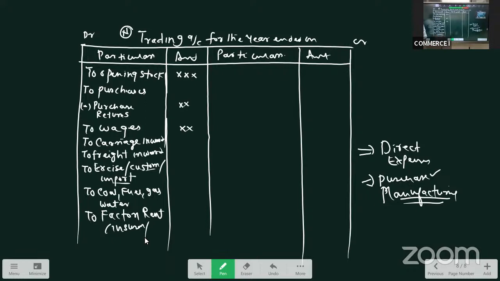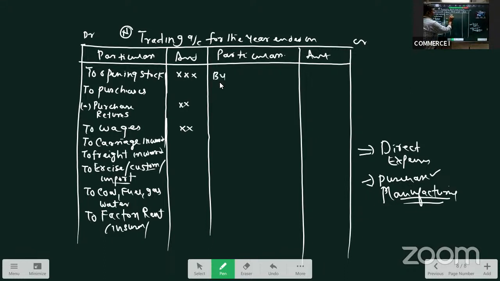Okay, then there are a few more, but as I said, we don't expect such items, so I'm not taking them. As and when we come across such items, I'll explain to you. When doing the problem, if we come across such items, I'll tell you there. Okay, so these are the items we take on the debit side.